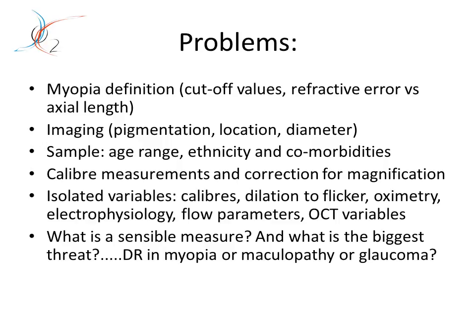What's a sensible measure is also a question. When we look at studies showing that you seem to have a reduced risk of diabetic retinopathy in myopia, well, is that a major threat, or is it maculopathy, or is it glaucoma? So what should we focus on?